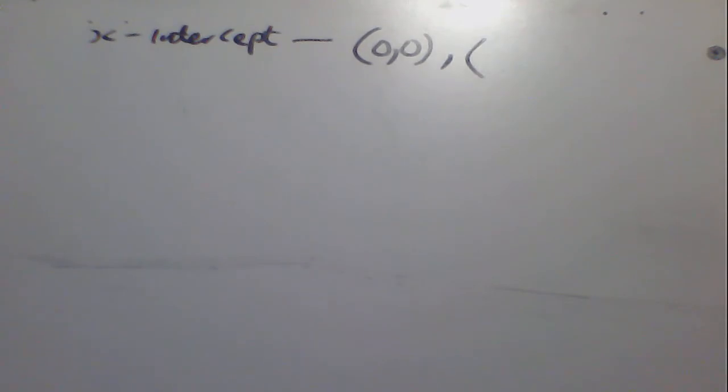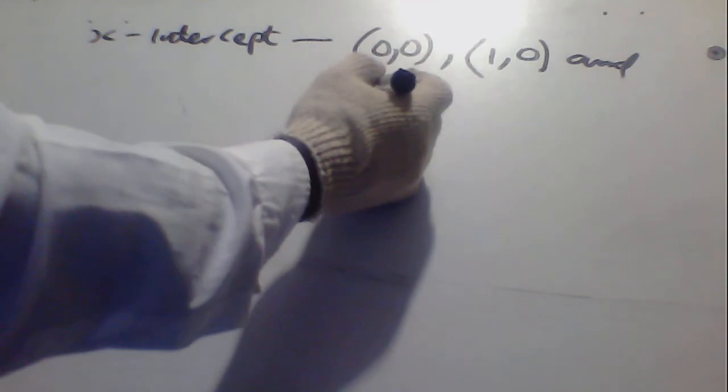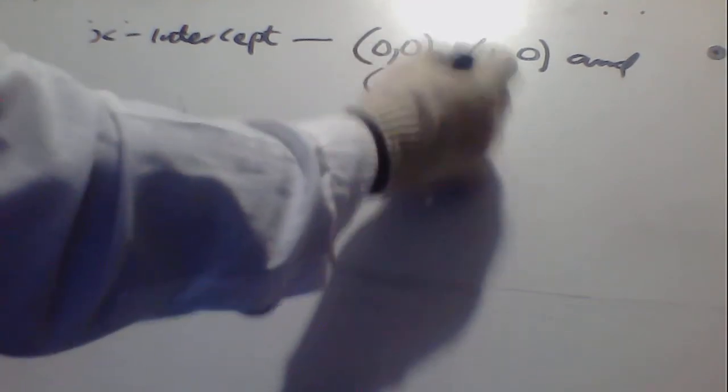So it is time to plot the graph. Note the x-intercepts of the curve. How many points do we have? We have (0, 0). We also have (1, 0), and finally we have (-1, 0).